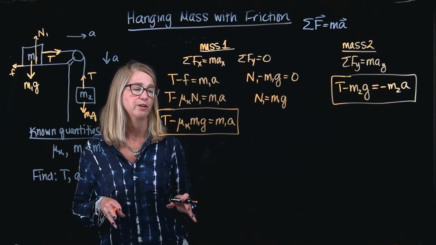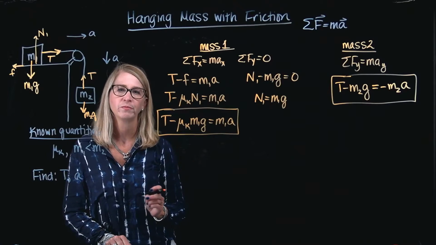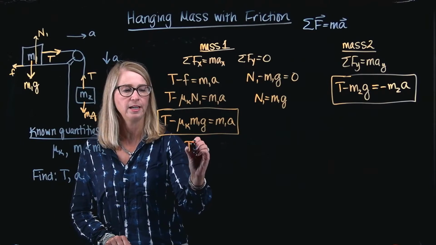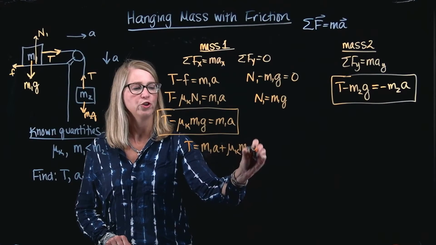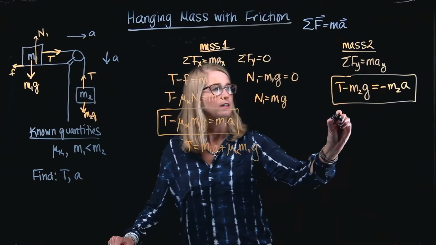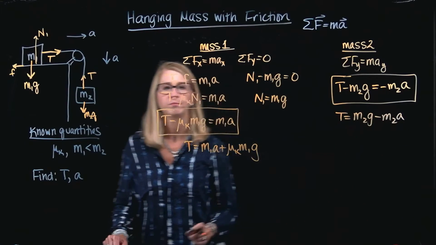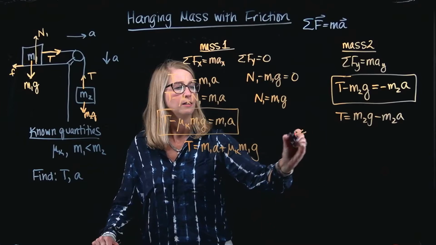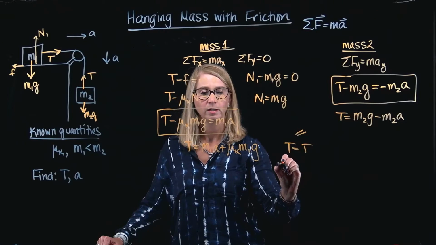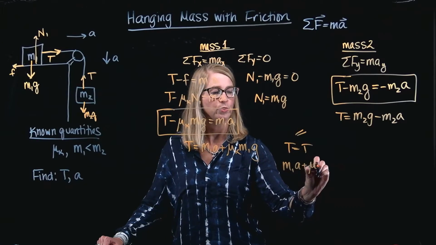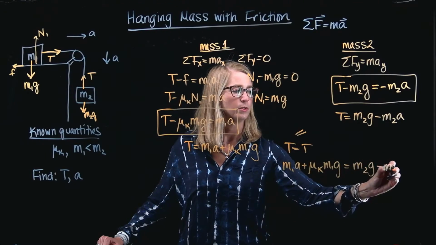So in these scenarios, what I find really easy to do is solve both of these expressions for tension and set them equal to each other. For instance, T here is equal to m1a plus mu sub k m1g. And over here, T is equal to m2g minus m2a. Now, I'll set T equal to T, and I get m1a plus mu sub k m1g is equal to m2g minus m2a.